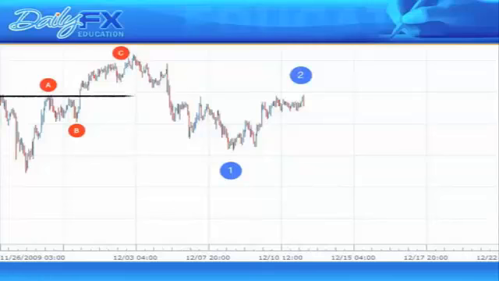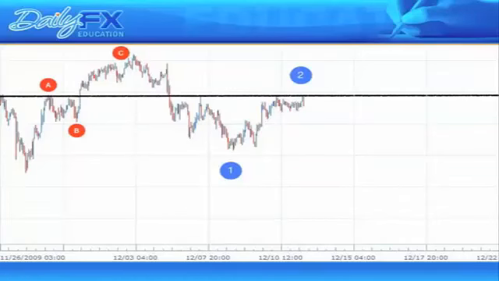Let's draw a horizontal line at the high of wave 2. This will allow us to check our first cardinal rule. It's clear that wave 2 did not retrace 100% of wave 1, which is good.